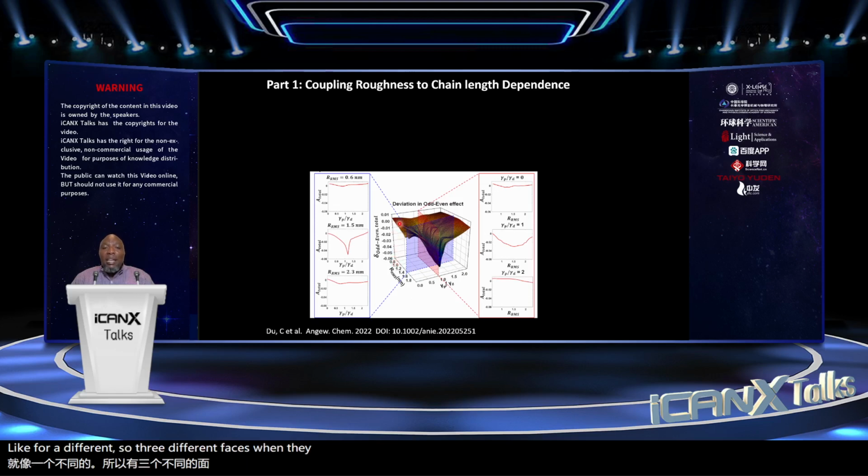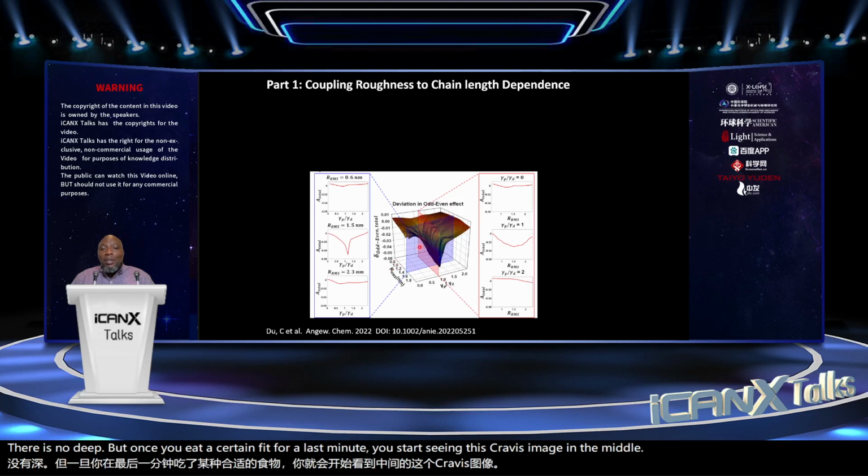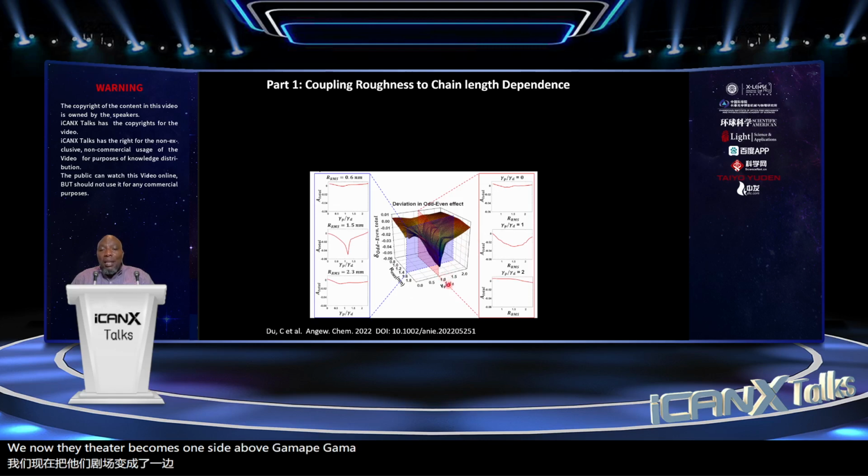When the surface is very, very smooth, there is no dip. But once you hit a certain critical roughness, you start seeing this crevice emerge in the middle, where now the data becomes dichotomous. One side is above gamma P over gamma D, slightly above 1.0, which to us indicates that if everything was balancing at gamma P over gamma D of 1, the polar and dispersive forces are contributing equally.